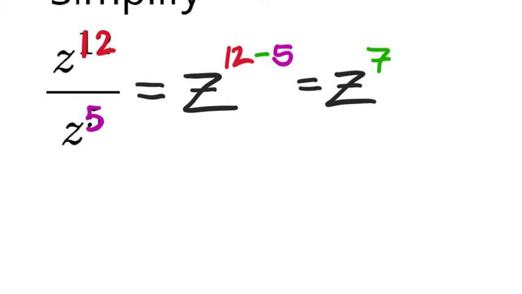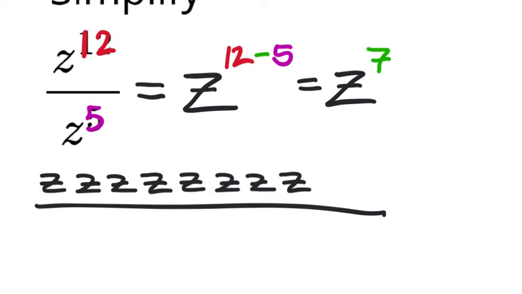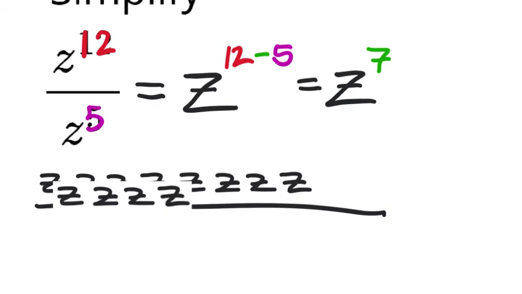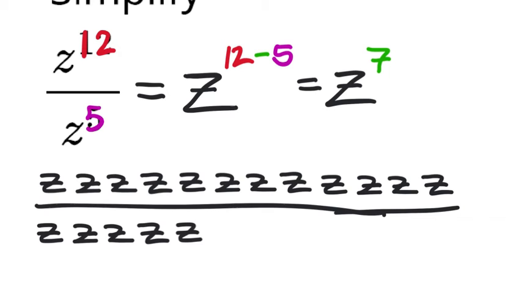But can we show why the rule works? Sure we can. I'm going to need a big old fraction right here. So I got this z, 2, 3, and here's 4 z's. These are all being multiplied, or we can pretend that they are. There's 8 of them, and then 12. Maybe I should have made that line longer. That works. Then I need 5 z's in the denominator, like this.